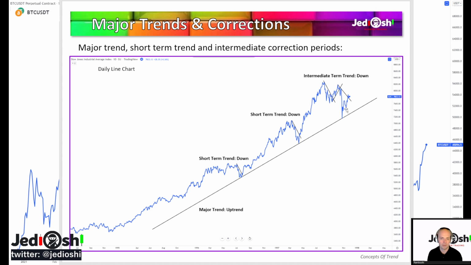It's the same with the stock market, with equities. The major macro trend is up. And until that changes, everything else is an intermediate or a shorter term correction. But the major term is up. The major trend is up. So I just want to show you that on the Dow.